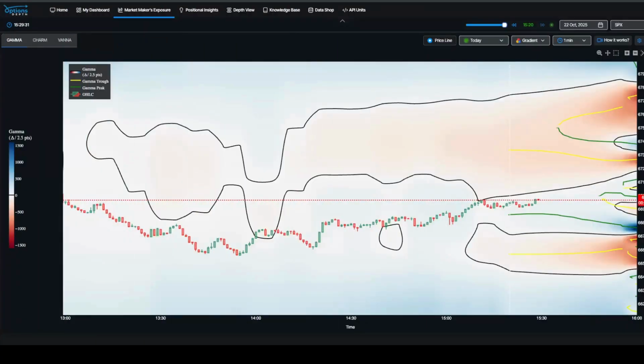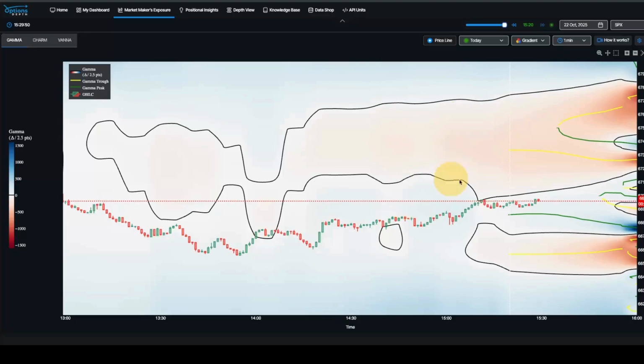This is the Gamma Heatmap. It projects market makers' total gamma exposure and is forward-looking across price levels to anticipate hedging responses. Positive gamma is represented by blue space, which indicates market makers will buy or sell against price movements, keeping volatility low and price action contained.